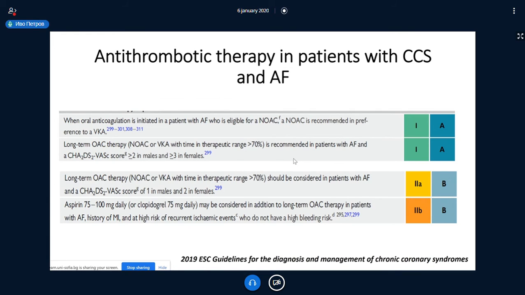And there are several very important scales, like the CHA2DS2-VASc scale, that tells us if the patient has high embolic risk. All patients with more than 2 points on the CHA2DS2-VASc scale have to receive anticoagulation rather than double antiplatelet therapy. So patients with coronary artery disease who have episodes of atrial fibrillation, in most cases need antiplatelet and anticoagulation.